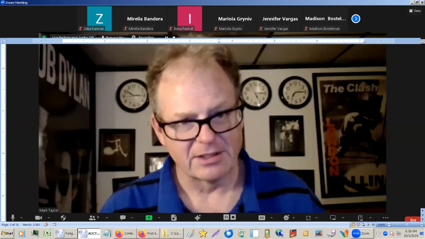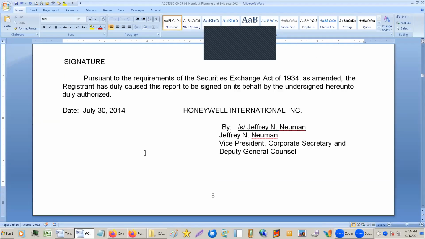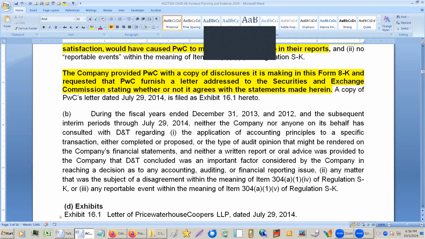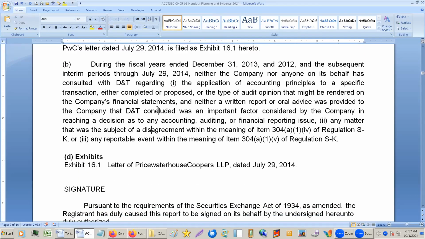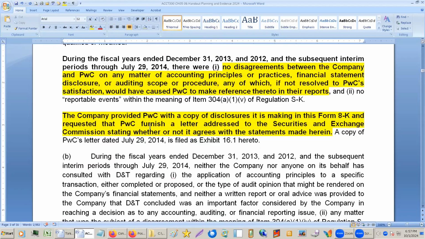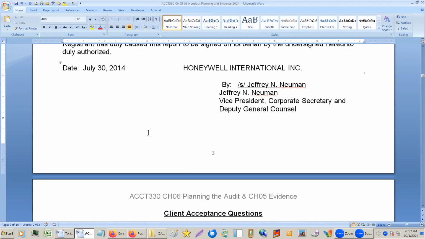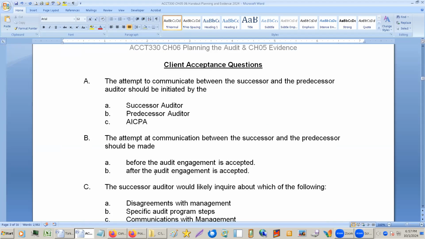So when they say that there's a letter on file from PwC, that means that PwC signed off on it, said, yeah, there was no disagreements. So when they say there's no disagreements and then they say they have a letter on file, that means that PwC said, is this everything? They said, yes, that is everything. Okay. So anyway, this is an 8K, and if you're a publicly traded company looking to get a new client, you're definitely going to look to these and see what they are saying for the reason for the change.